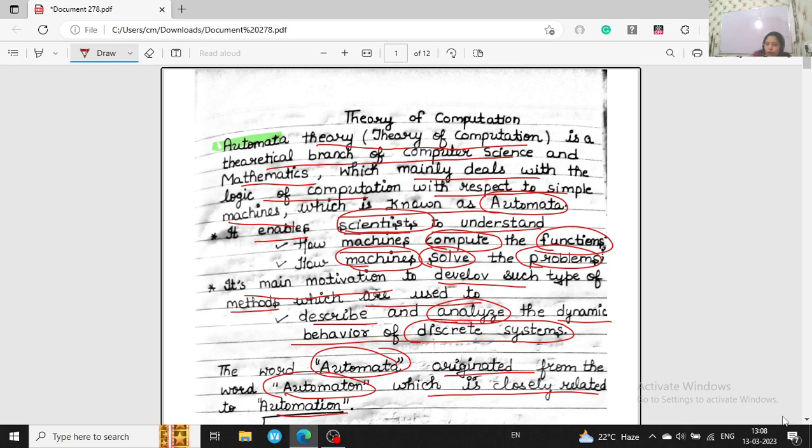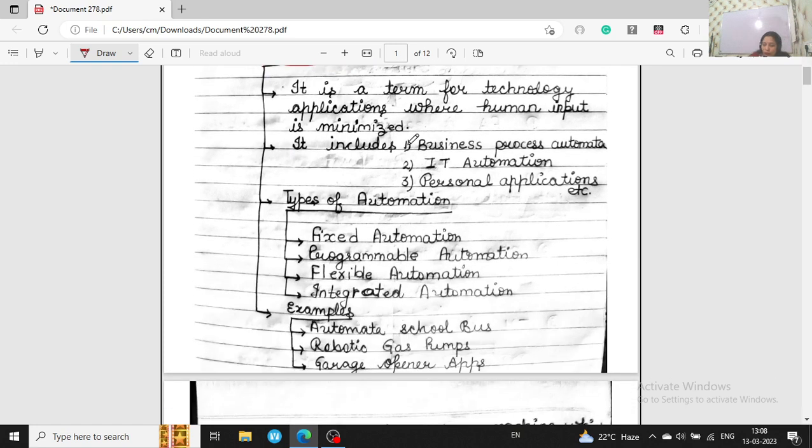Now, what is automation? Automation is a term for technology applications where human input is minimized. It includes business process automation, IT automation, personal applications, etc. What are the types of automation? The first type is fixed automation, then programmable automation, flexible automation, and integrated automation. Some examples of automation are automated school buses, robotic gas pumps, and garage opener applications.